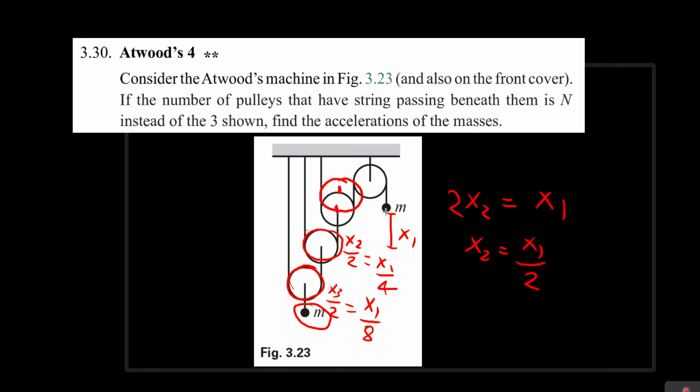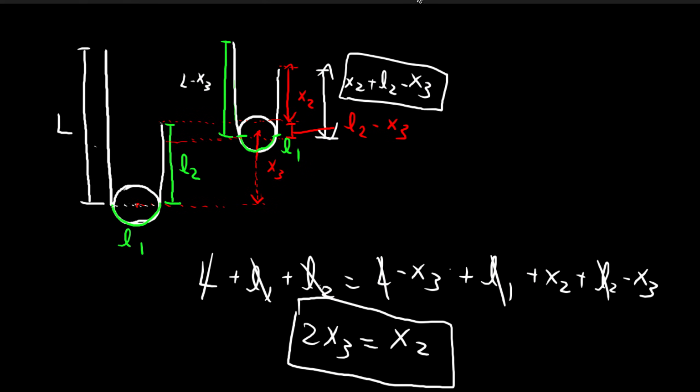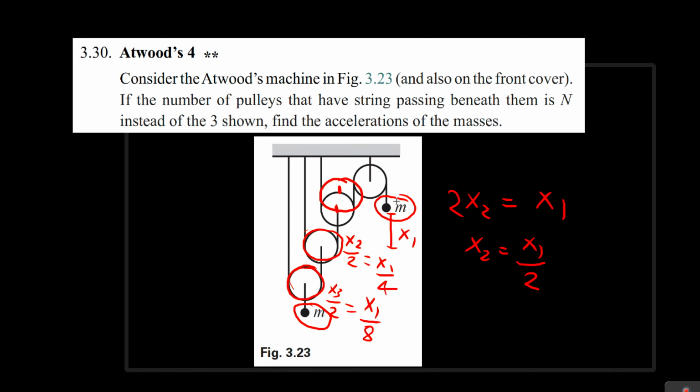All we really set out to do wasn't really to find how these pulleys would move, but to find the relationship between the movements of these two masses, and we have achieved such a thing. We know that if this mass goes down by x1, so let's just draw this out. When the rightmost mass, this one over here, goes down by a distance of x1, this other mass over here, the one at the bottom, would go up by a distance of x1 divided by 8. So we can immediately arrive at a relationship.